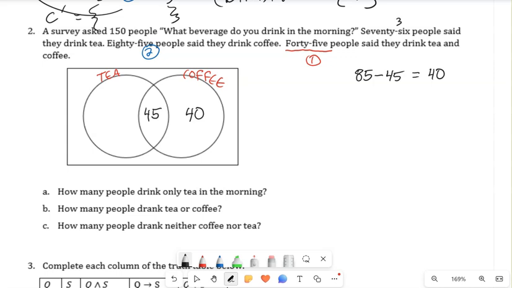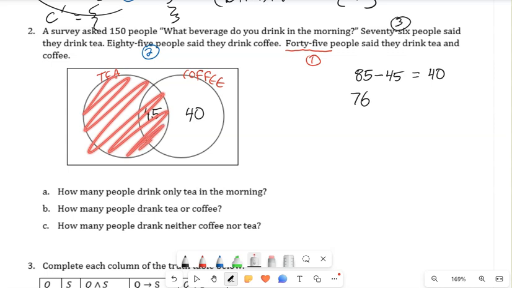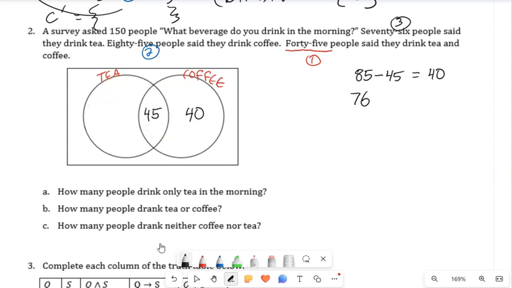Okay, next up, the third one. 76 people said they drink tea. Well, of the 76 people in the tea circle, 45 of them are already listed. So that leaves 31 people that are in the tea circle. So we now have 31 plus 45, that's 76 people in the tea circle.